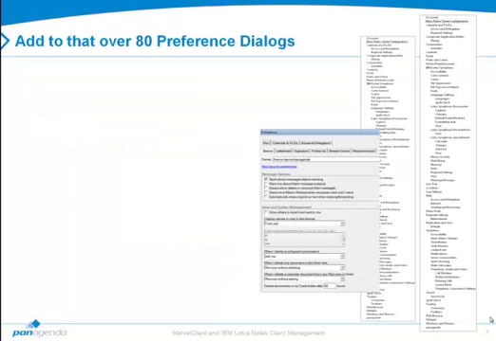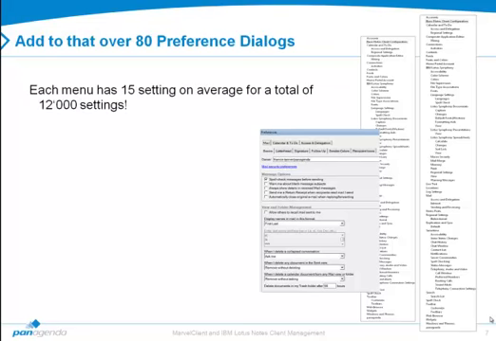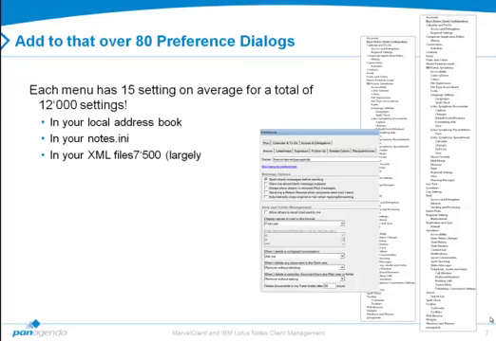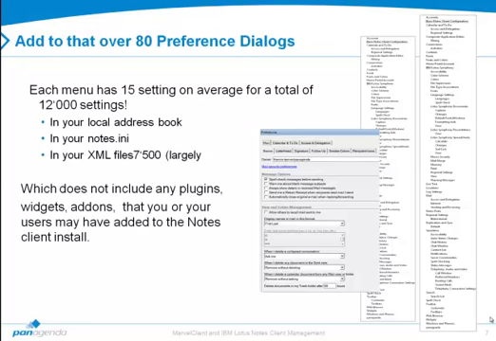Add to that, Notes 8 has approximately 80 preference dialogues, and each of those has about 15 settings. So what we're talking about is 1,200 settings that your users and or you can or cannot control that are sprayed across your local address book, the Notes INI, your XML files, and that does not include any plugins, widgets, or add-ons that your users have.